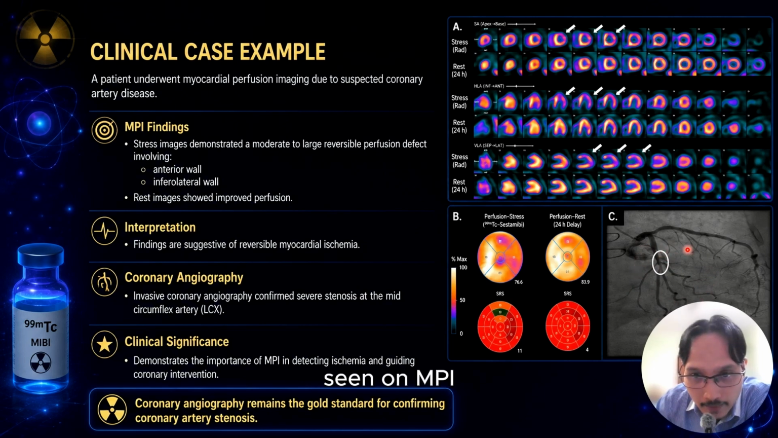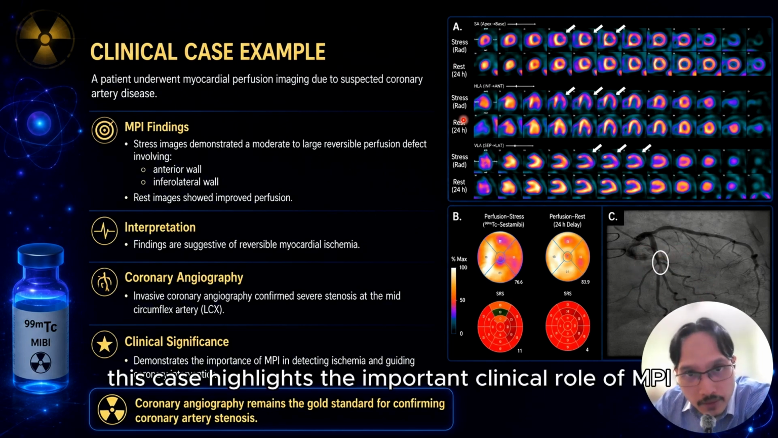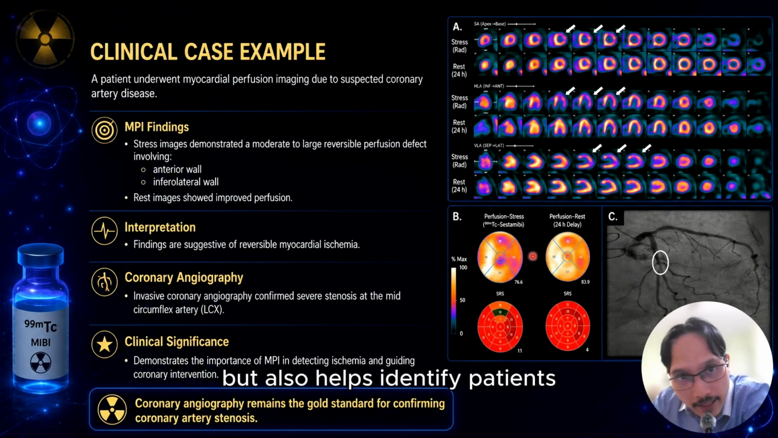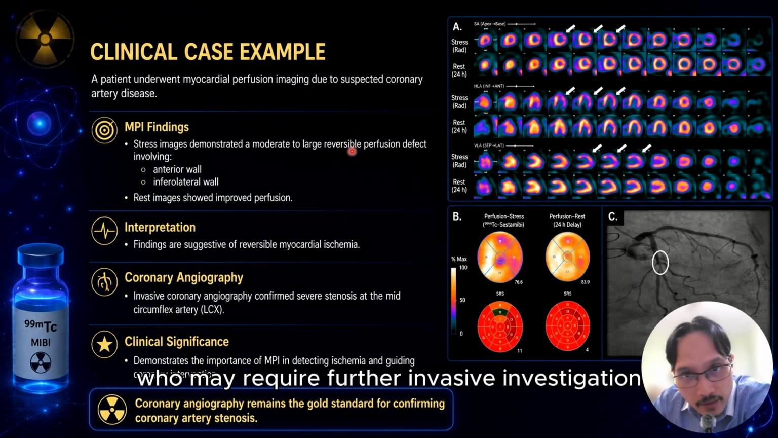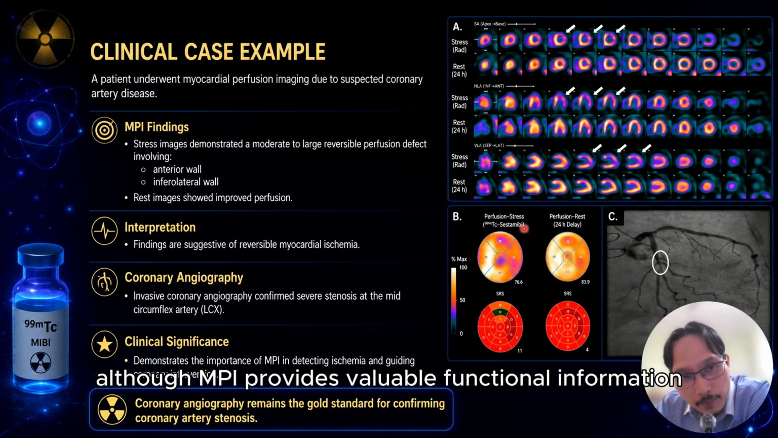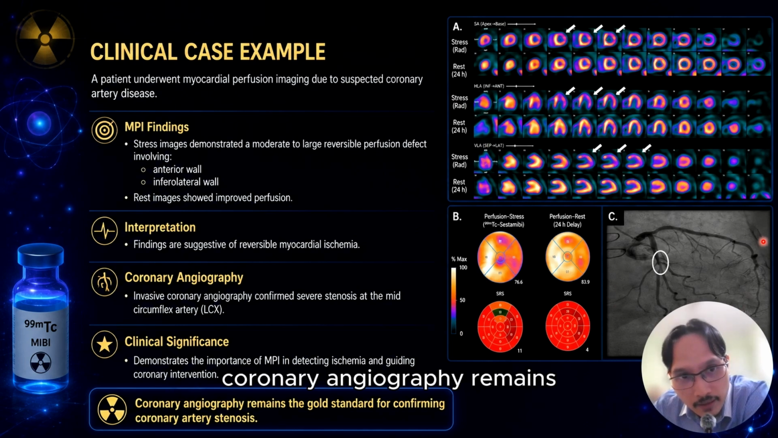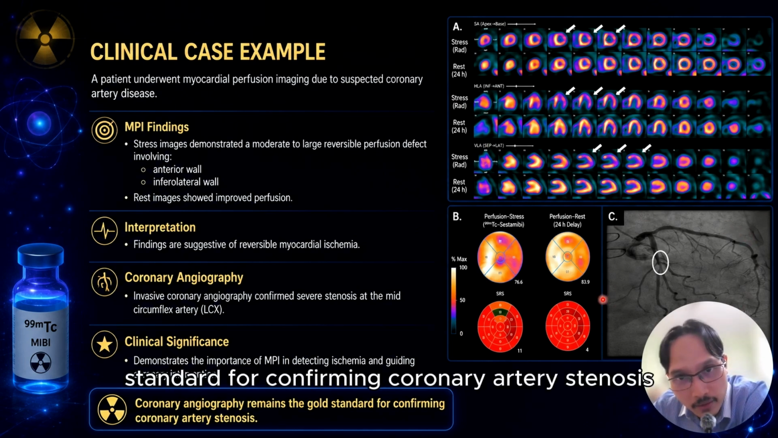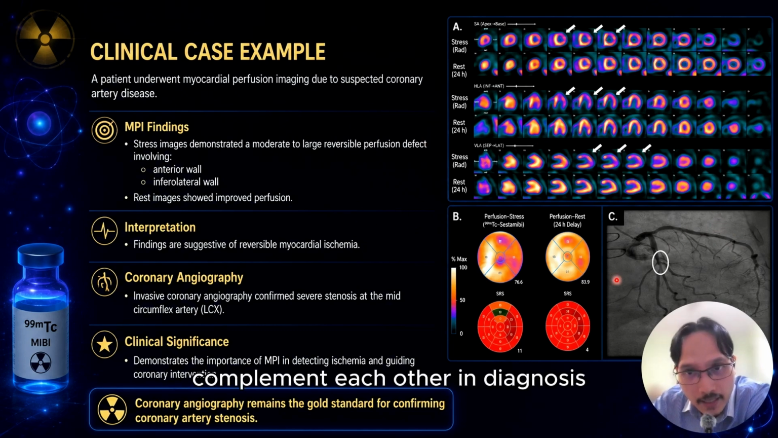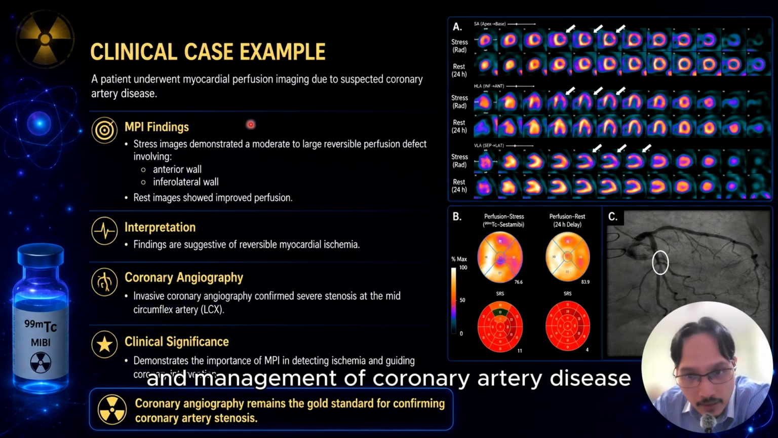This case highlights the important clinical role of MPI. It not only detects myocardial ischemia, but also helps identify patients who may require further invasive investigation or coronary intervention. Although MPI provides valuable functional information, coronary angiography remains the gold standard for confirming coronary artery stenosis. Therefore, MPI and coronary angiography complement each other in diagnosis and management of coronary artery disease.